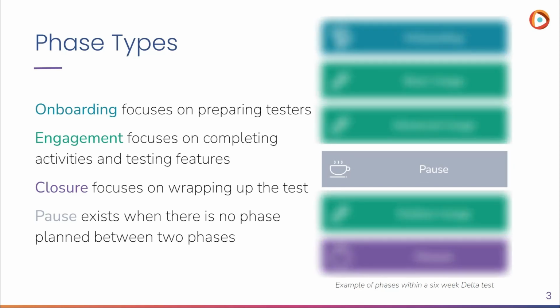Now you may notice that we have a pause phase here in our list of phases. Now, pause phases aren't necessarily a phase type that you can configure, but instead they exist when there is no phase planned between 2 phases. So let's say advanced usage ends on the 17th and outdoor usage is going to begin on the 29th, we would have a pause phase automatically added in between those 2 phases.